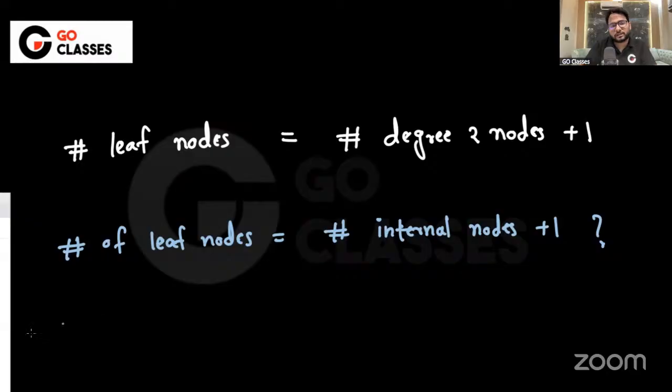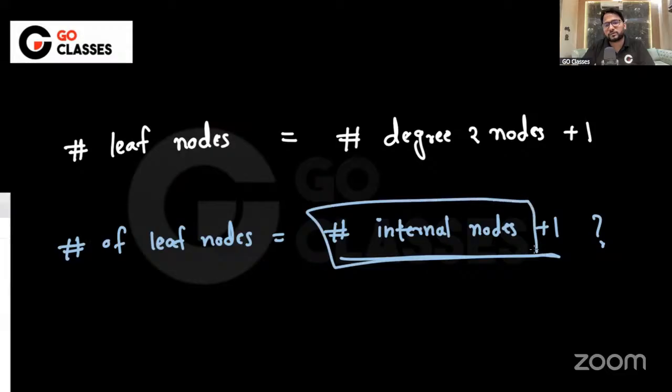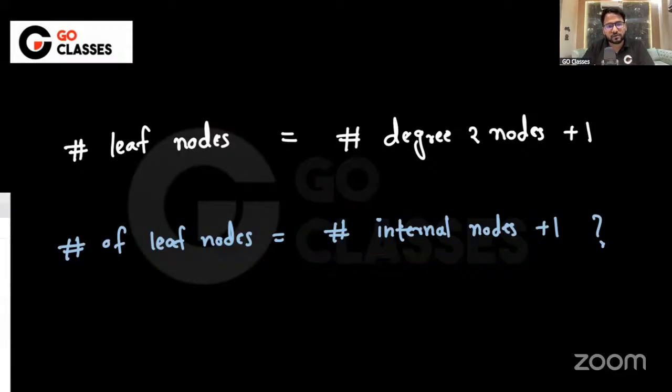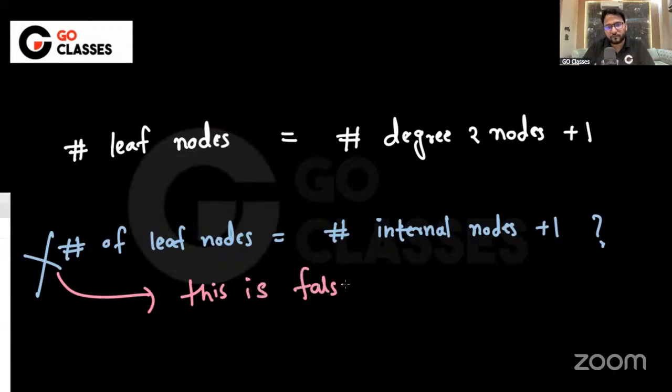See, we cannot say this. It is only for the degree 2 nodes, right? It is not for the number of internal nodes. So this is only applicable for the degree 2 nodes. So this is false, and the earlier one is true.